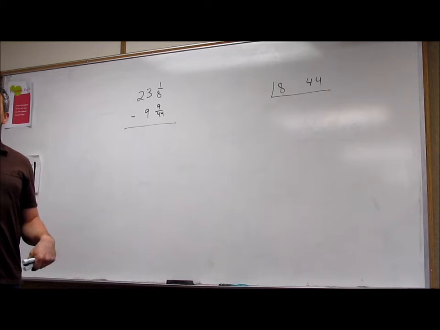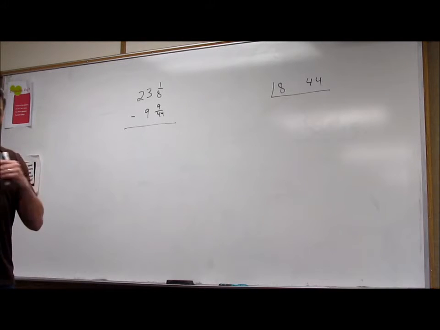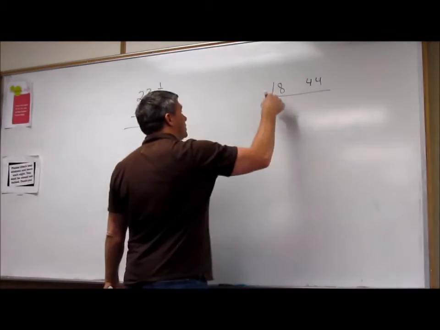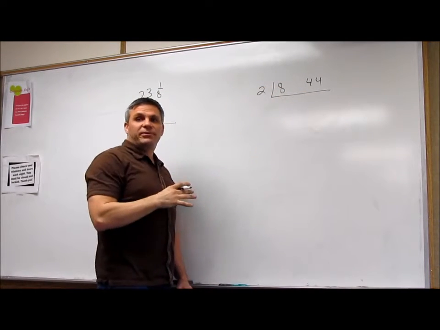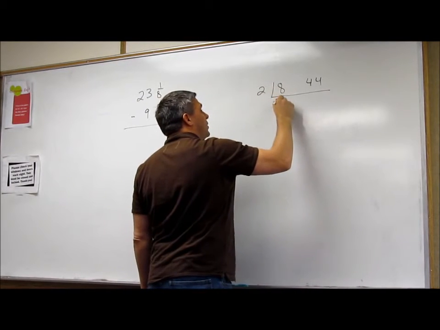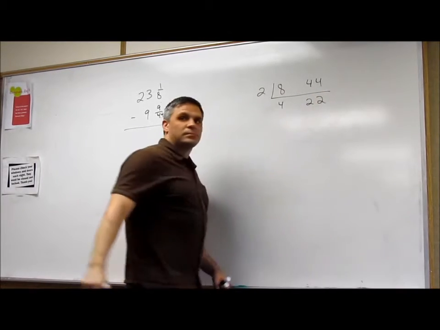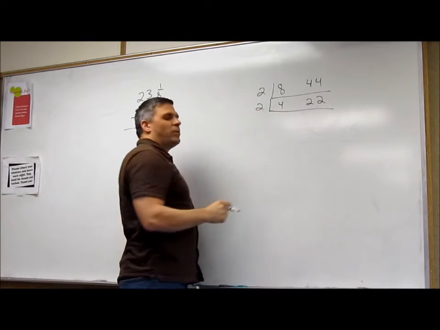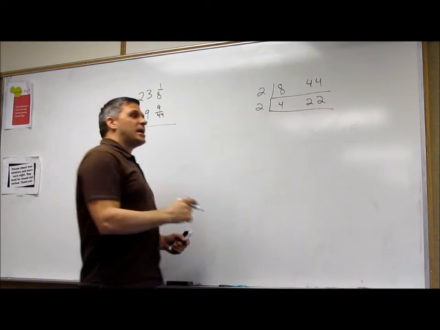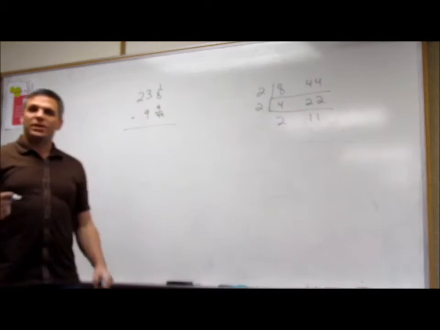The lowest common denominator. The lowest common multiple. Same thing. So, what goes into both numbers? 2, because they're even. 2 goes into 8 4 times. 2 goes into 44 22 times. What goes into 2 and 22? Or 4 and 22? 2. How many times? 2 and 11. What goes into 2 and 11?